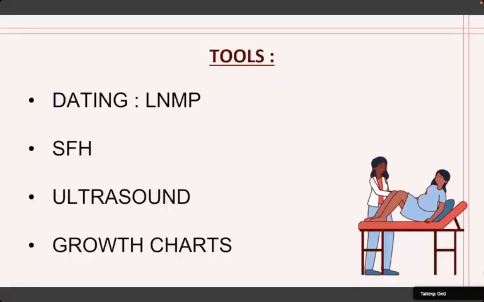There are several approaches to assessing fetal growth and development in utero, and these include dating, the SFH plotting, ultrasound assessments, as well as maternal serum screening, amniocentesis, and chorionic villus sampling. In combination, these techniques are designed to detect malformations, genetic abnormalities, and overall fetal growth and complications of the pregnancy itself.